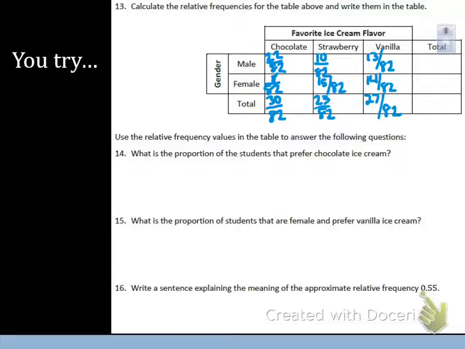Okay, now my total box is here. The total was 82 over 82, so that equals 1, right? So that's 100% of people. The females, I had 37 out of 82. And the males, we had 45 over 82.